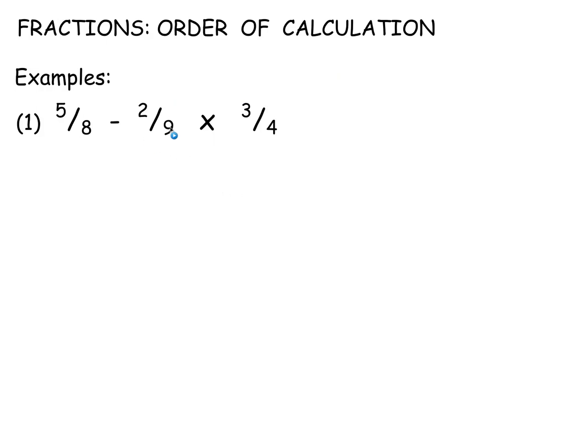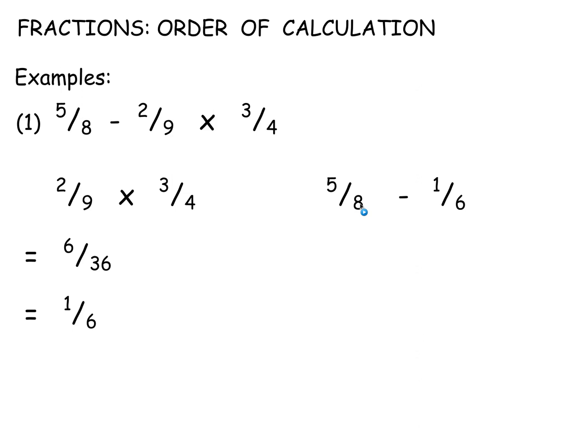You would do the 2/9 times 3/4 first. So you would separate that off. 2 threes, 4 nines, 6/36. That simplifies. Top and bottom both divide by 6. It's 1/6. And now you do 5/8 minus that 1/6.